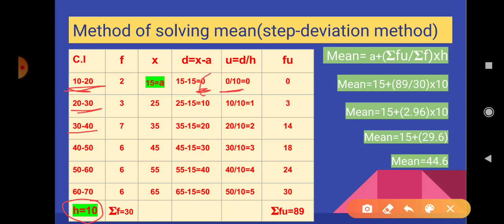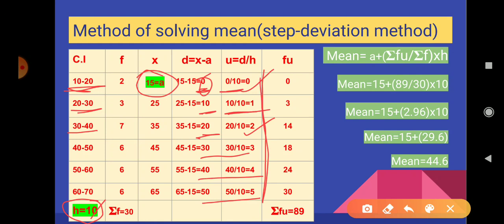So answer d is 0. h is 10. So 0 by 10, 0. Here d is 10, h is 10. 10 by 10, it is 1. Here d is 20, h is 10. 20 by 10 is 2. 30 by 10 is 3. 40 by 10 is 4. 50 by 10 is 5. So if we take the lower number as x, here the values will be positive values.